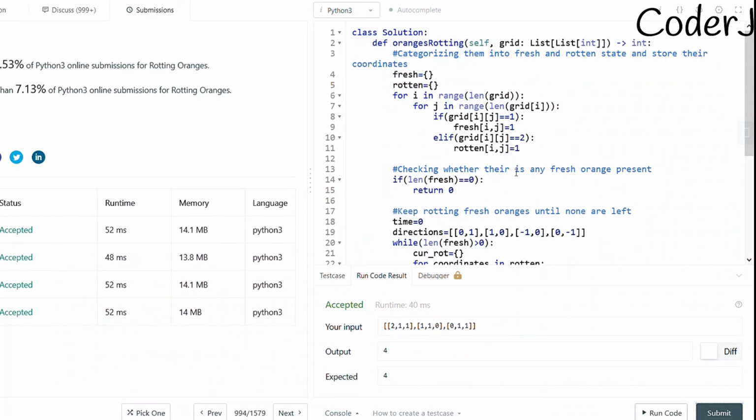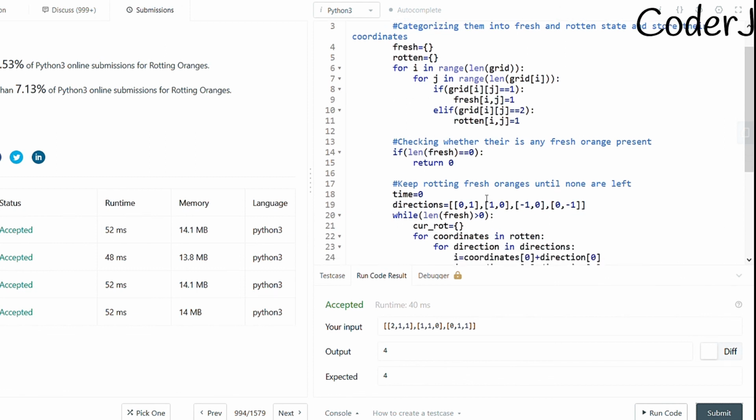I'll just give a brief recap again. We categorize the oranges into rotten and fresh. We store their coordinates, and after that we check whether there is a fresh orange present or not. If there is no fresh orange present, we just return 0, which means there is no need to do the rest of the code.